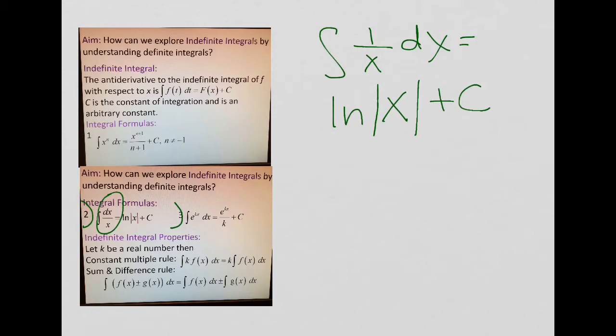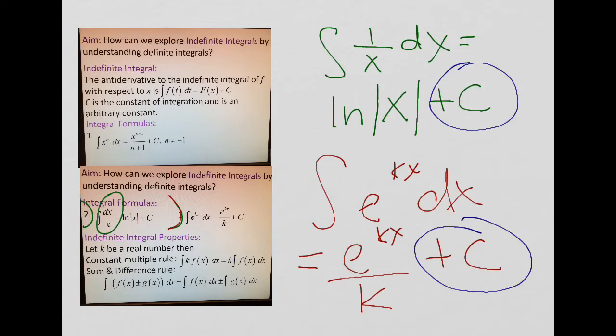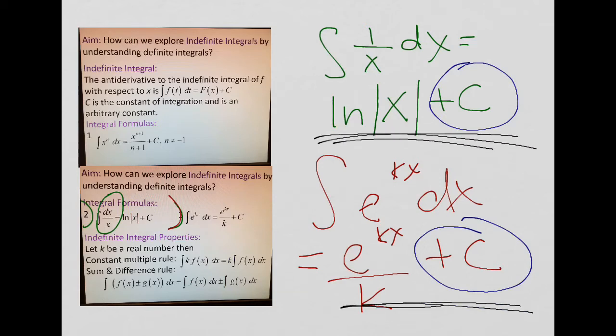Let's move on to number 3. This is the integral of e to the kx with respect to x. So this is e to the kx divided by k. Before you finish, please remember to write the plus c. That's why when I taught you the definite integrals, you had that understanding of what an antiderivative is, so that you can get used to having that plus c.